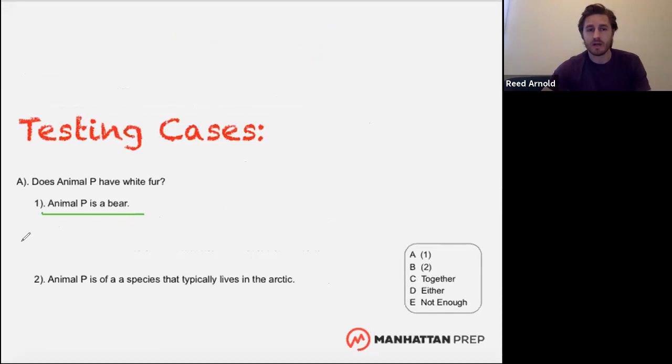And now we're thinking about bears. And we might think, well, is it a grizzly bear or is it a polar bear? Because if it's a grizzly bear, it has brown fur. And if it's a polar bear, it has white fur. So I can't answer the question. It's not enough just to know it's a bear. I have to know what kind of bear. I have to know if it's a polar bear.